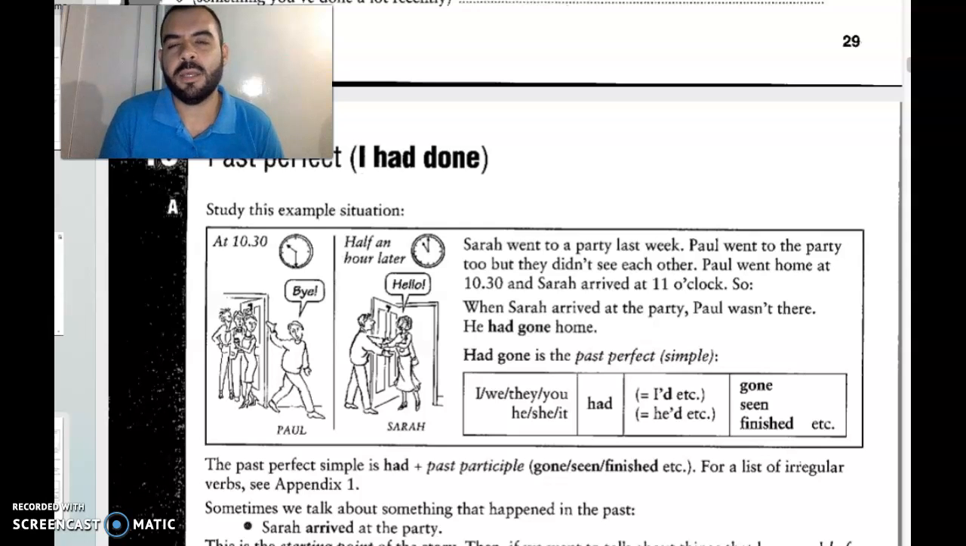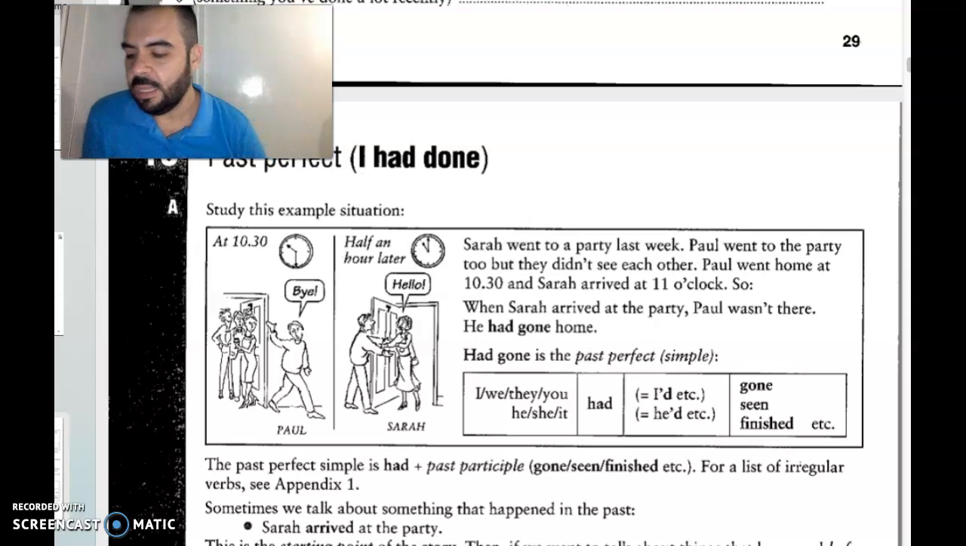Hello again. So let's continue with the grammar section. Page number 6, unit number 1. We have the past perfect. Okay. So again, your book has a little explanation about this, and let's look at the information from your book.